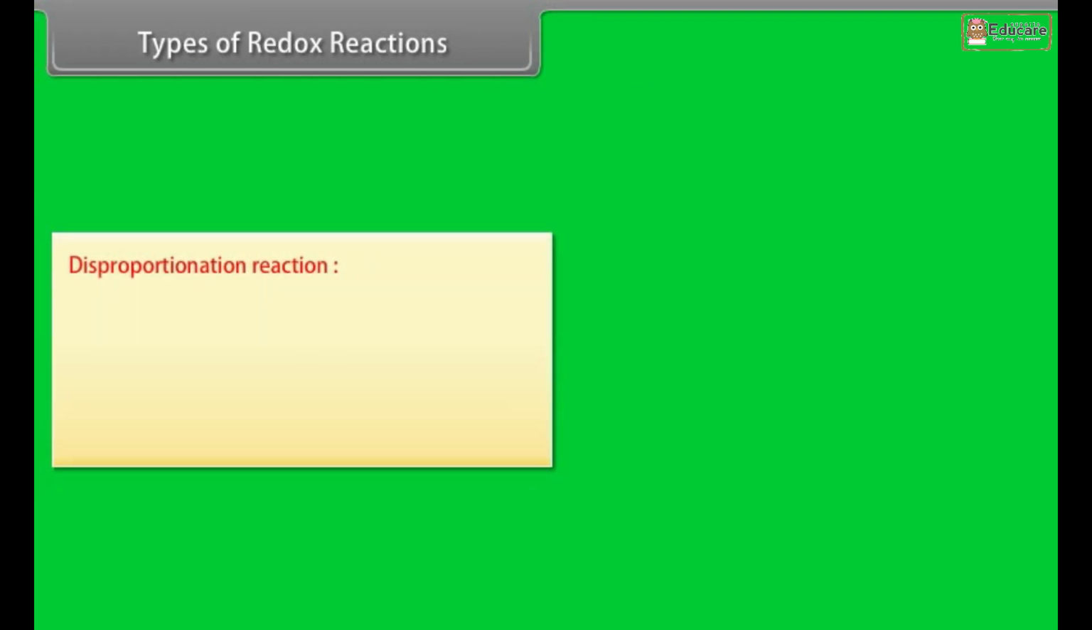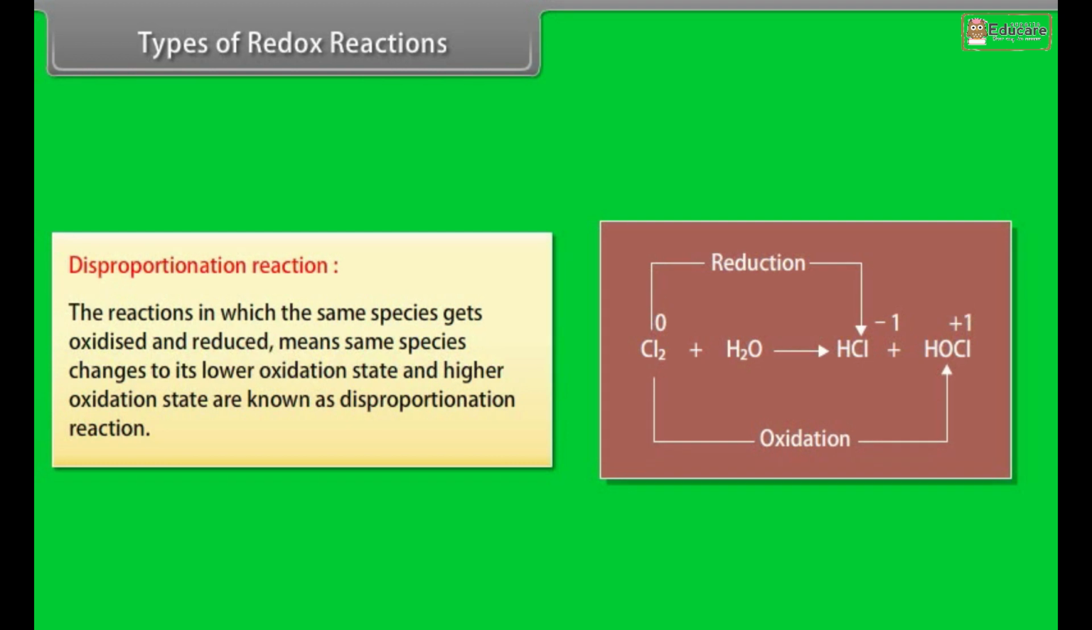Disproportionation reaction. The reactions in which the same species gets oxidized and reduced, meaning the same species changes to its lower oxidation state and higher oxidation state, are known as disproportionation reactions. In this reaction, chlorine is oxidized and reduced at the same time.